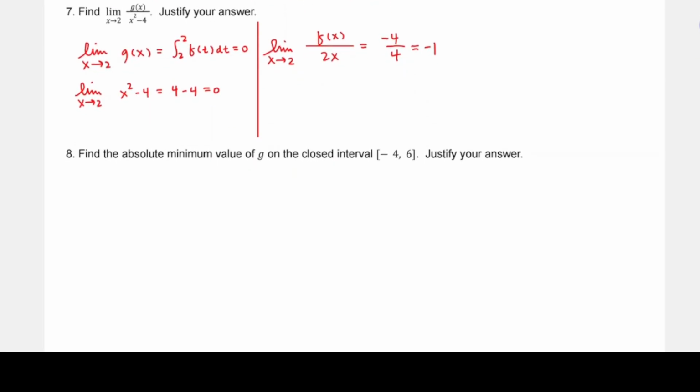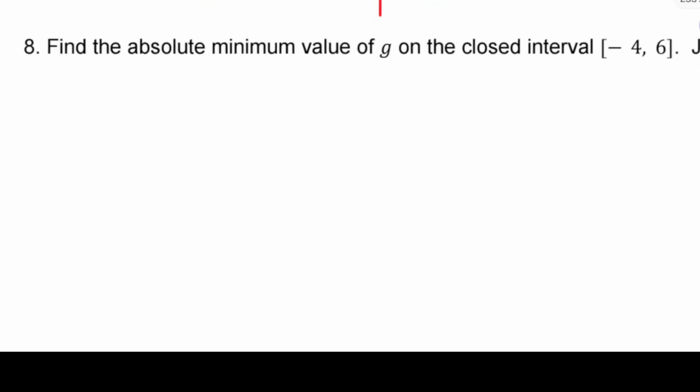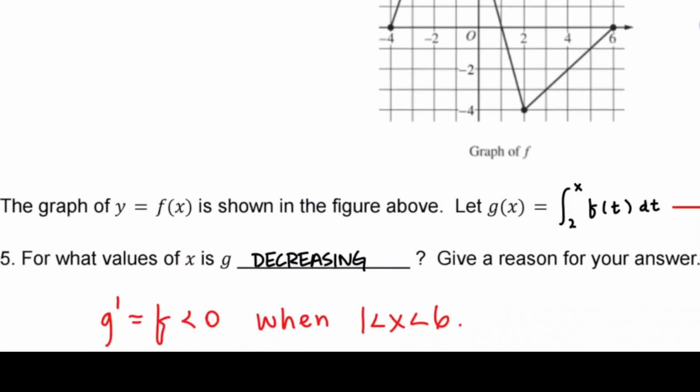Now, finding the absolute minimum value of g on the closed interval -4 to 6. Okay, well, what I'm going to do is just go ahead and make my table. X and g of x, the closed interval -4 to 6, I'm definitely going to need to check my endpoints, and I'm also going to need to check any critical points. g prime of x equals f of x equals 0. When does f equal 0? That was x equals 1.